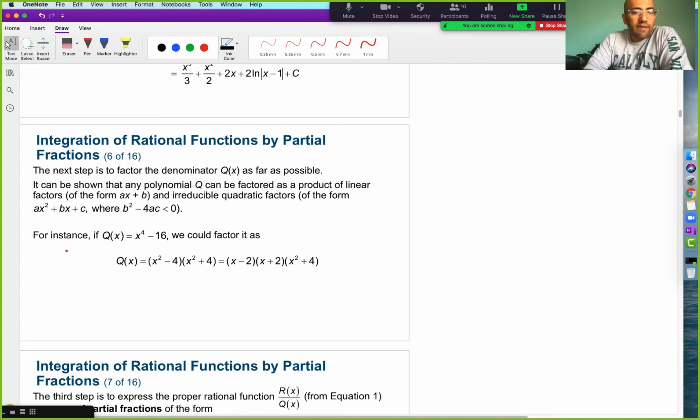The next step is to factor the denominator q of x if possible. It can be shown that a polynomial q can be factored as a product of linear factors of the form ax plus b, plus irreducible quadratic factors of the form ax squared plus bx plus c, where b squared minus 4ac is less than 0.